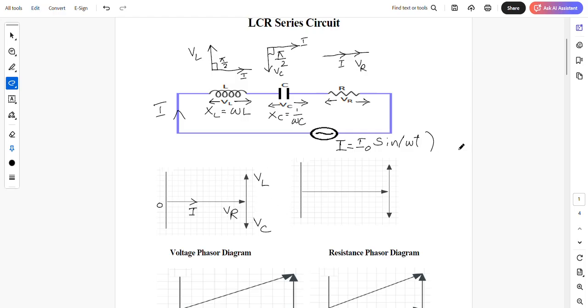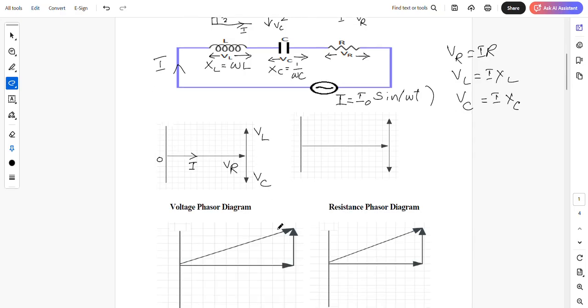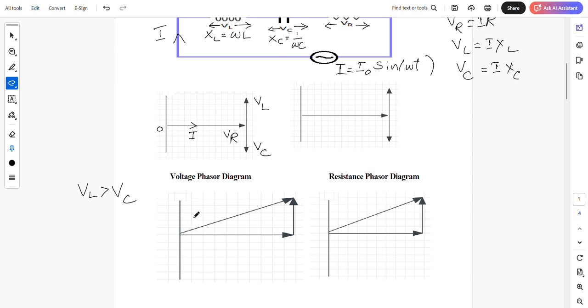What is VR? VR is equal to I into R. What is VL? VL is equal to I into XL. And VC is equal to I into XC. Now, let us assume that VL is greater than VC. How to write the voltage phasor diagram for that one?